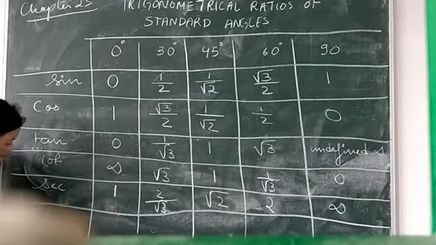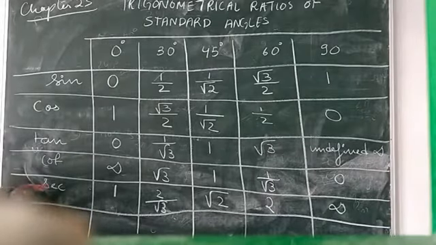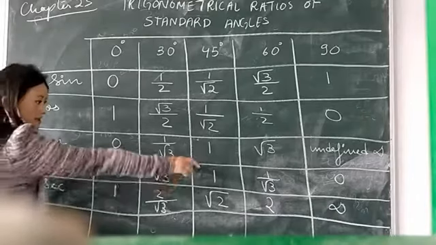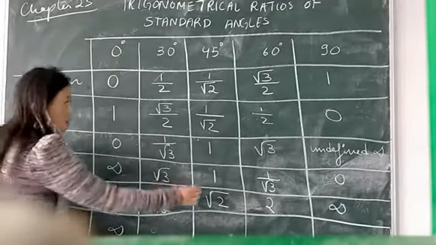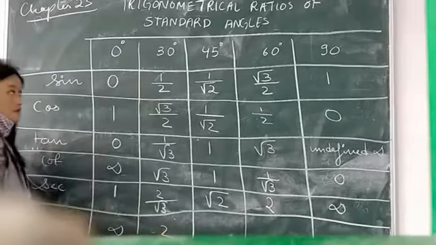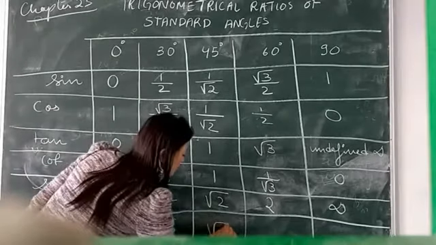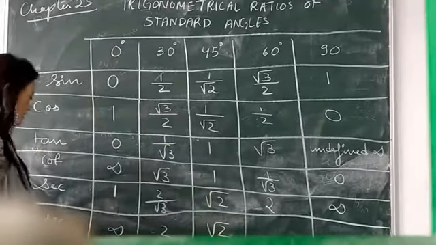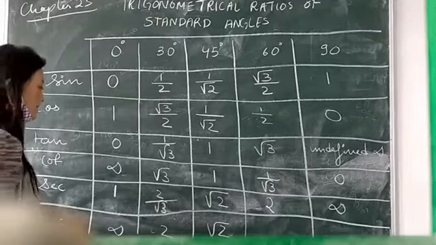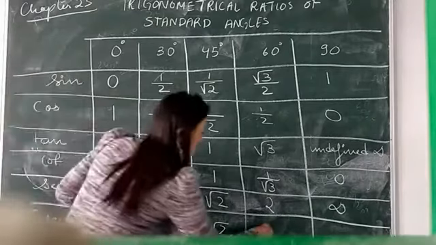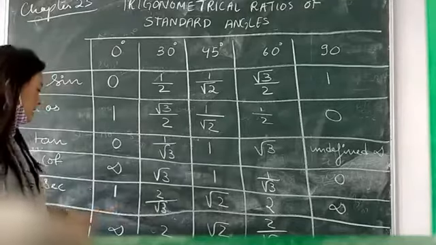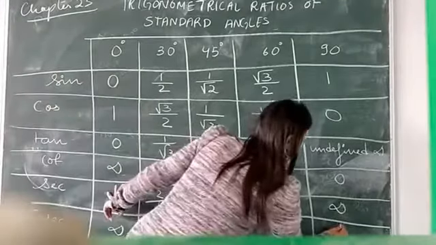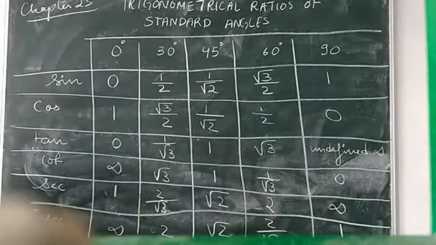Last one is cosec. Now sec and cosec are reciprocal here. So what will be cosec starting from there? Cosec 0 degree is infinity. Cosec 30 is 2. Cosec 45 degree will be the same. Cosec 60 degree will be 2 by root 3, and cosec 90 will be 1.